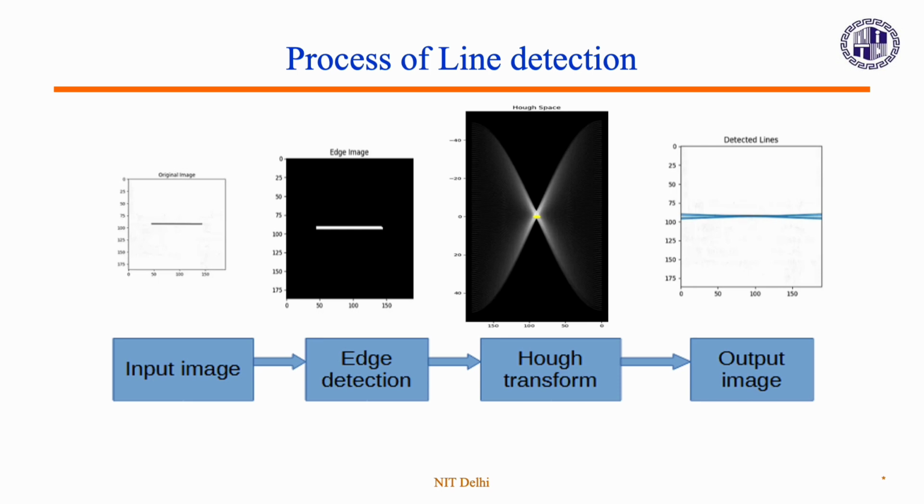Process of line detection. In the process of line detection, we first provide the input image, which is the original image in which we want to detect the lines. Then the output of edge detection is the edge image, where we clearly see that there is only one straight line, and this is the Hough space. These sharp points represent the intersection points of two or more lines or edges, and then the output of the image is the detected lines.